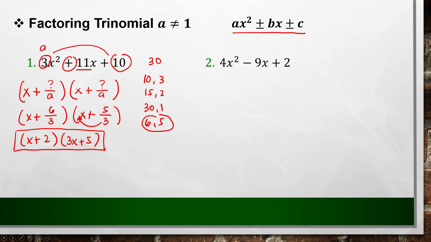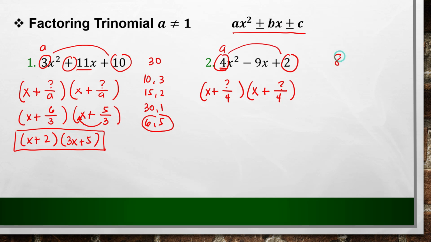Alright, let's go to the next example. Alright, so I'm going to set this up. We have x plus, alright, and then x plus. Alright, so I'm not going to write the a anymore in the denominator. We already know that the a is 4, so I'll put the 4 here. And then we have a question mark on top, two question marks. The objective is to find the numbers that will replace the question marks. So first step, multiply 4 and 2. So 4 times 2 is going to give us 8.